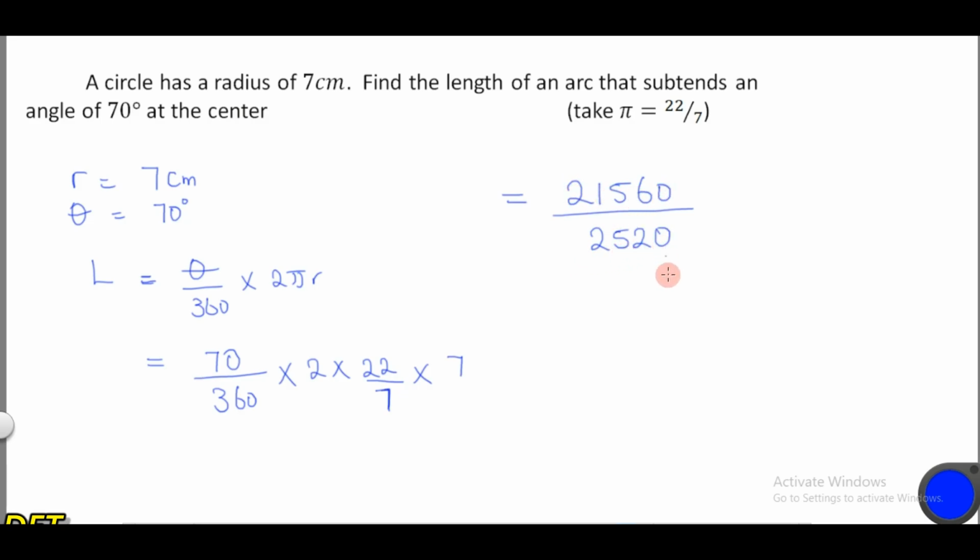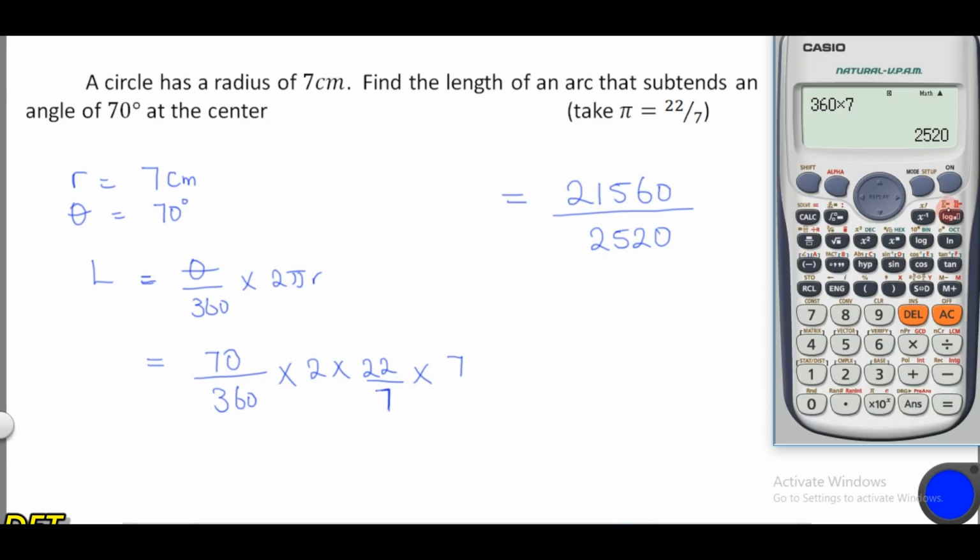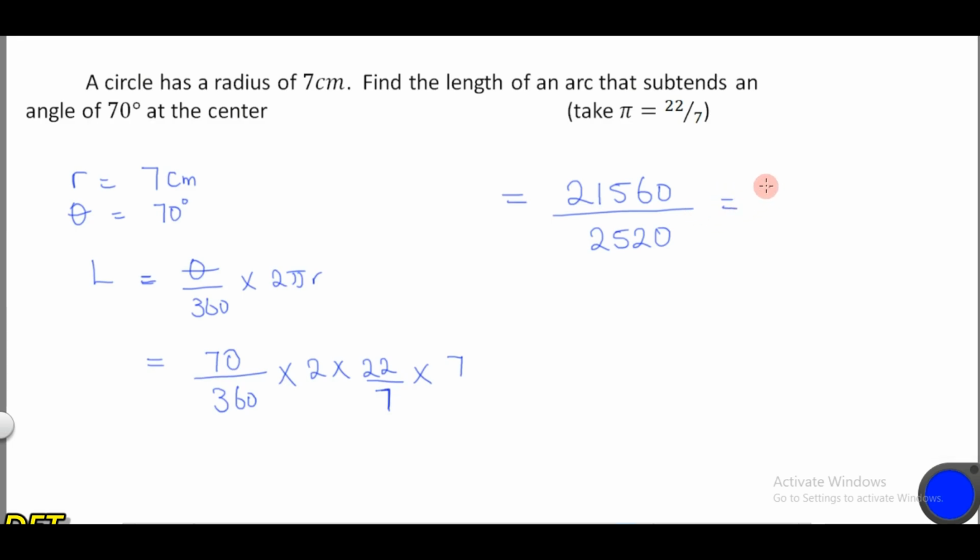So 21,560 divided by 2,520, that will give us 77 all over 9. So that will be equal to 77 all over 9.